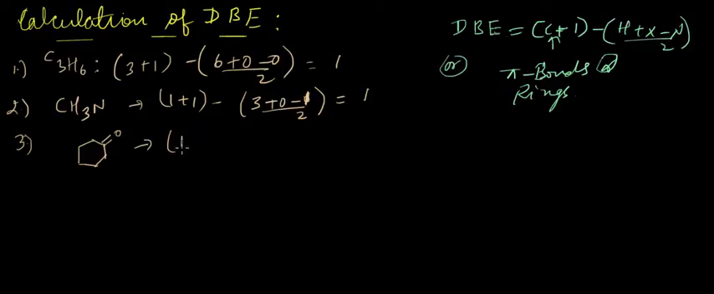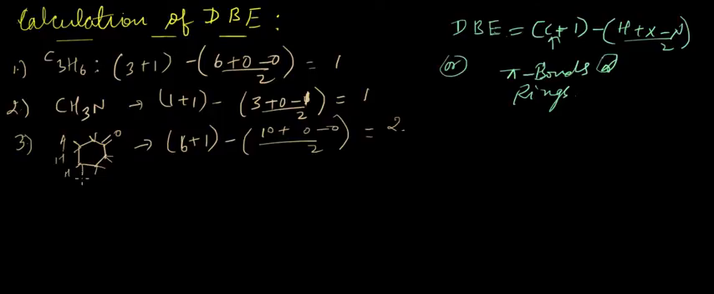So according to the formula, it would come C, which is 6, plus 1 minus the number of hydrogen atoms, which are 1 2 3 4 5 6 7 8 9 10. So 10 plus 0 minus 0 upon 2, it would come as 2. Or even if you use the trick for this given organic compound, the number of rings was 1 and the number of pi bonds is also 1 between the C and the oxygen atom, this one. So 1 pi bond and 1 ring, so the answer would again be 2.